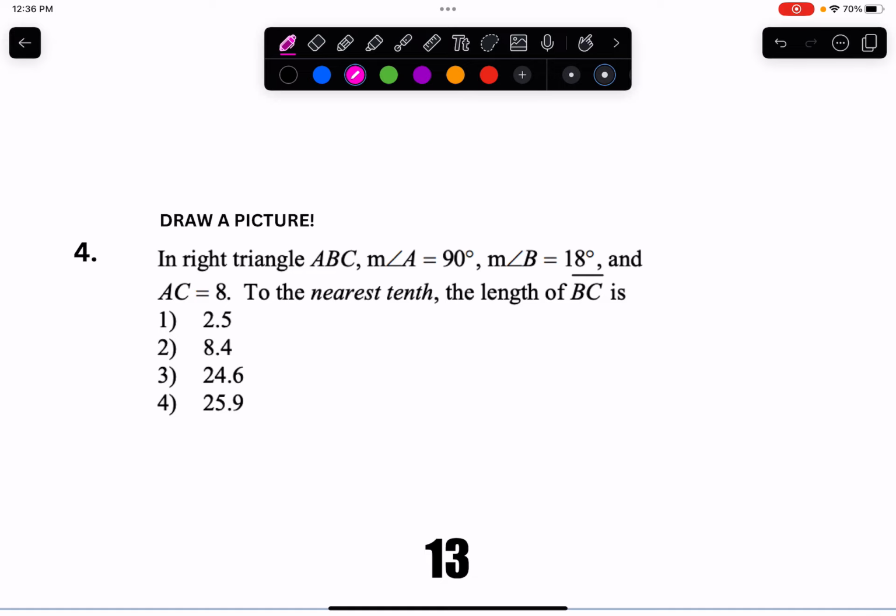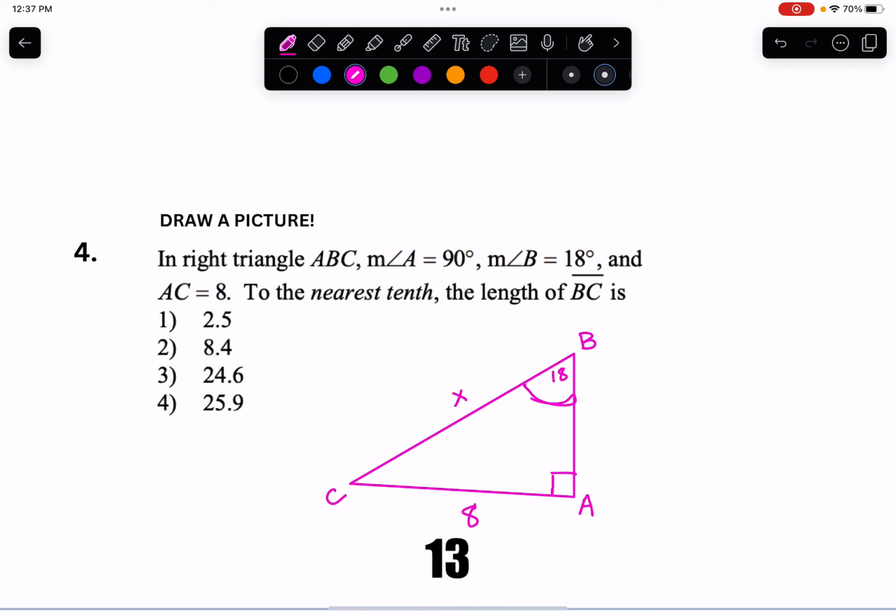And now finally, they don't give you a picture here, so it's important to draw a picture. They give us that A is 90 degrees, so that is our right angle. B is 18. And then AC is 8. We want to find the length of BC. So this is the angle we're looking at.